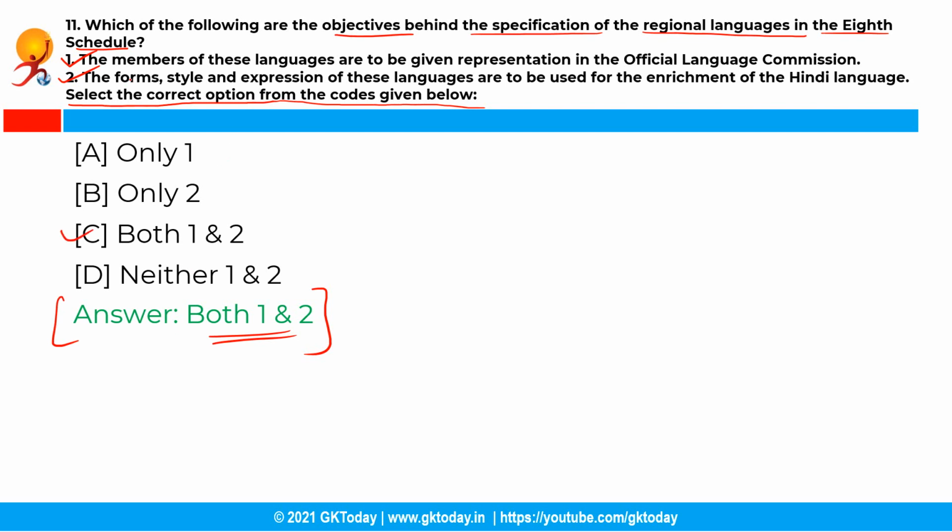So there are two main objectives behind the specification of the regional languages in the 8th schedule of the Constitution of India. Firstly, the members of these languages are to be given representation in the Official Language Commission. And secondly, the forms, styles and expressions of these languages are to be used for the enrichment of the Hindi language.